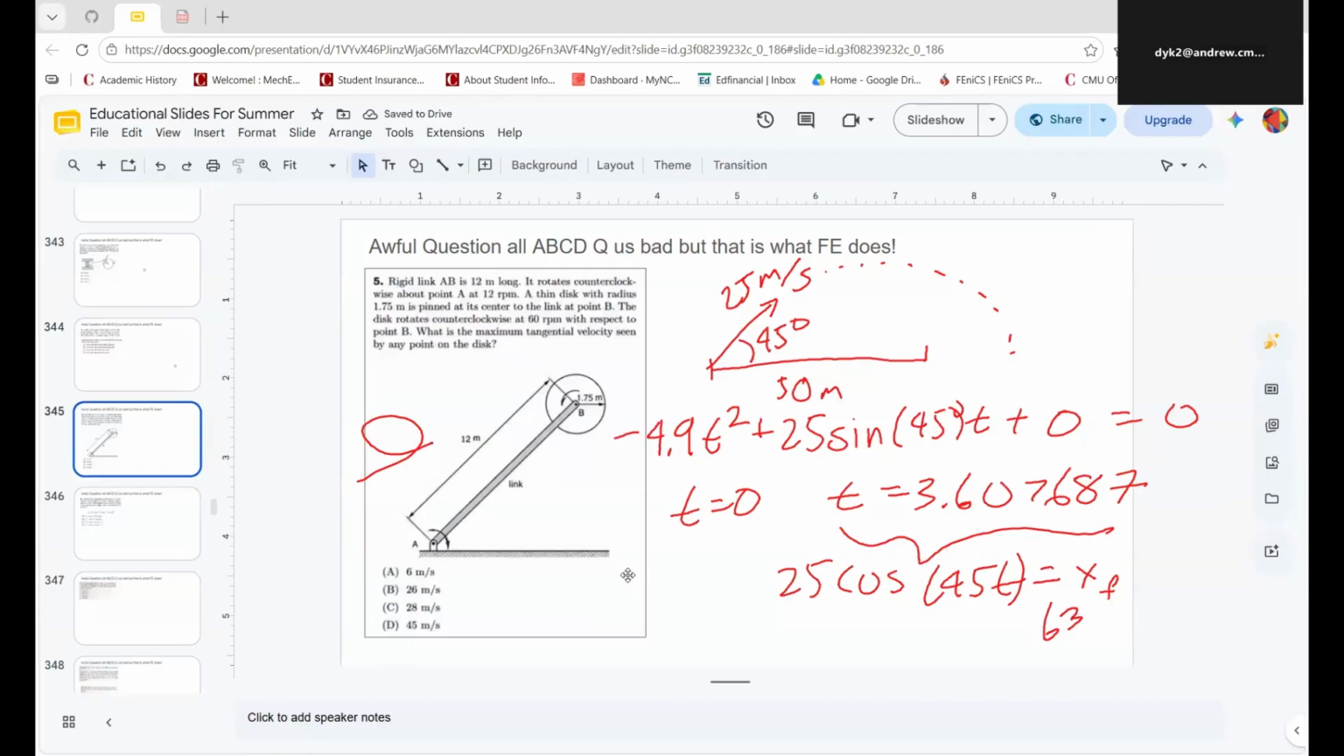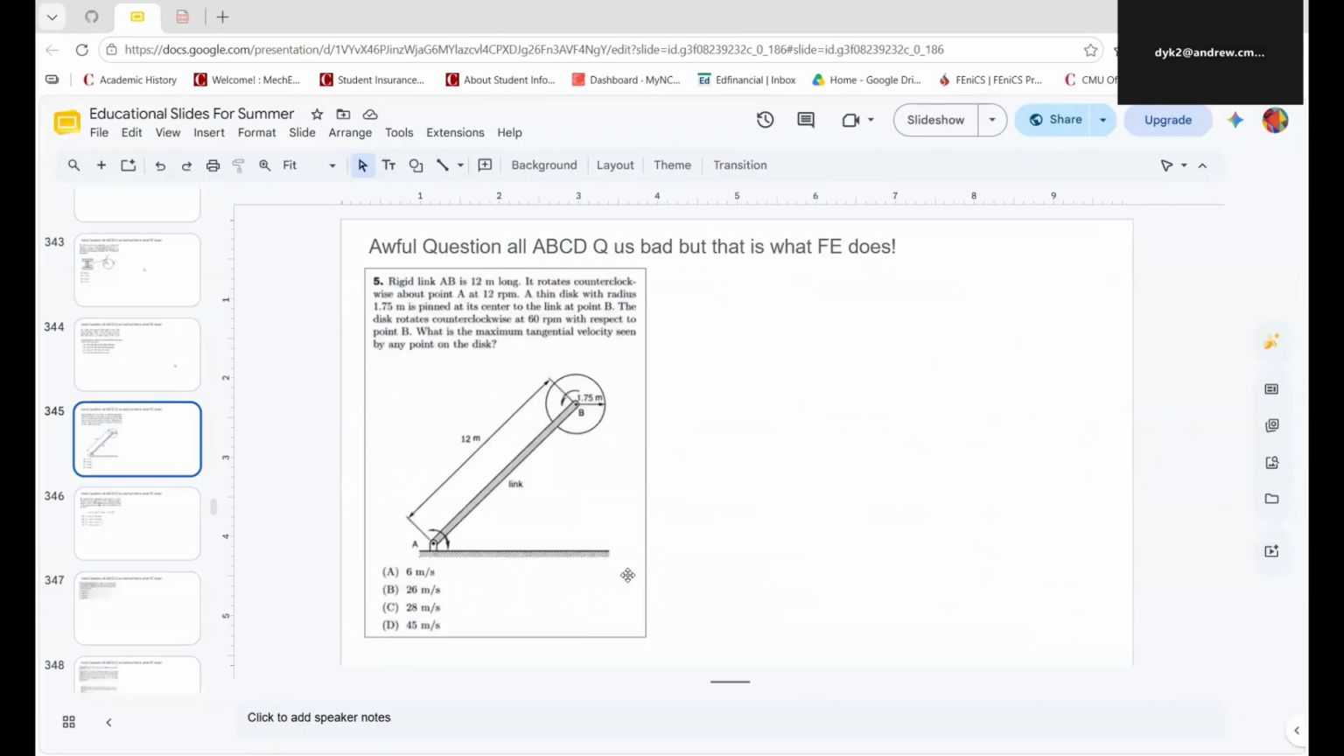Okay, so I see a ball. So I immediately think V equals omega R. It's probably going to be used. All right, rigid link AB is 12 meters long. It rotates counterclockwise about the point A at 12 RPM, or revolutions per minute. So this is 12 RPM.